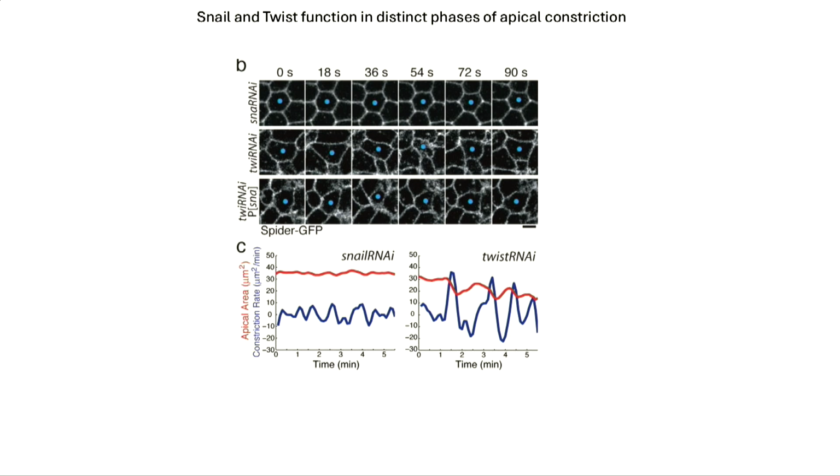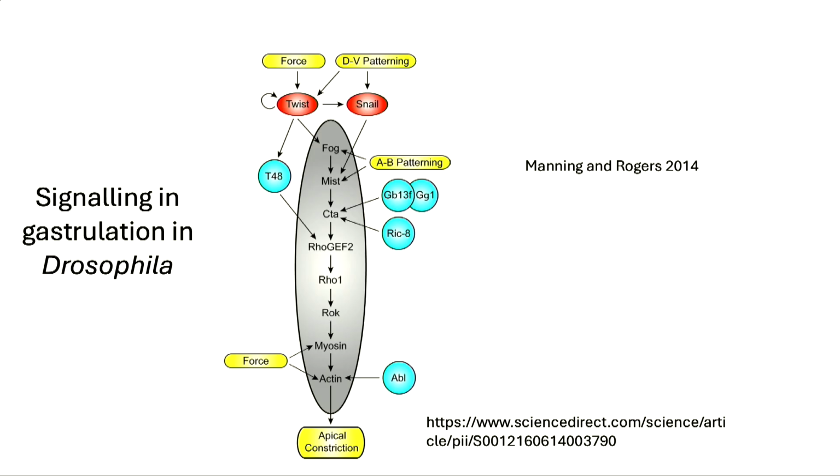So now, what's the role of twist and snail? Do we know what twist and snail do? We do know that they are there. They give rise to the presence of all of these molecules. But if I remove them, then what is the consequence on this entire constriction cascade?